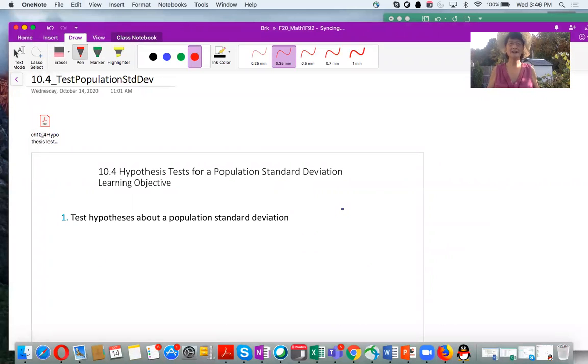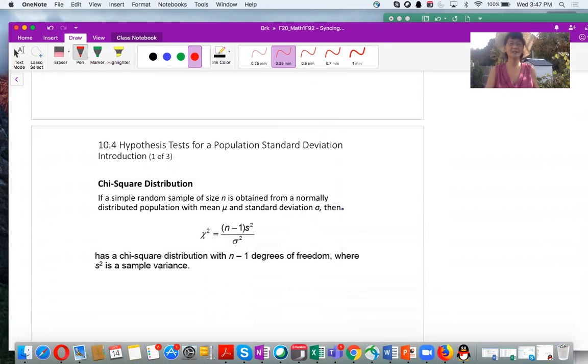In the previous lectures, I presented hypothesis test for a population proportion. We used z-test. I also presented hypothesis test for population mean. We use the t-test. Now I will present hypothesis test about population standard deviation. In this session, I will introduce a new concept, chi-square test.